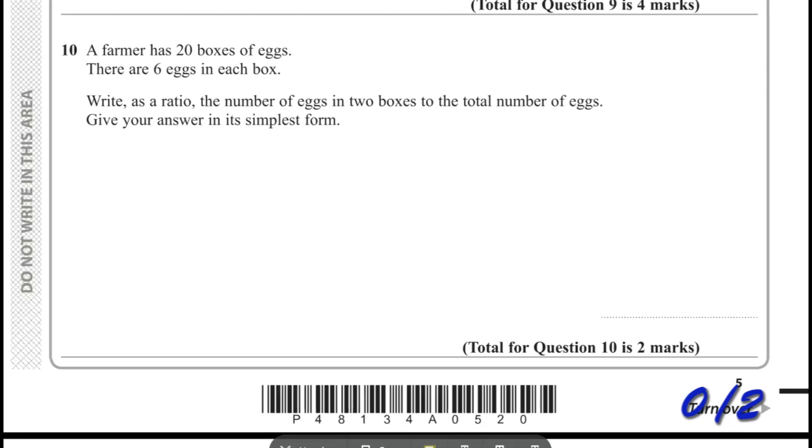You then have to give your answer in its simplest form. So we need to know how many eggs are there in 2 boxes first. Well, there's 6 eggs in each box, so that means there are 12 eggs in 2 boxes. It's a ratio, so we should write this with a colon. And then we need to know the total number of eggs. So we need to do 20 times 6. With a little bit of thought, we can find that that's 120 eggs.